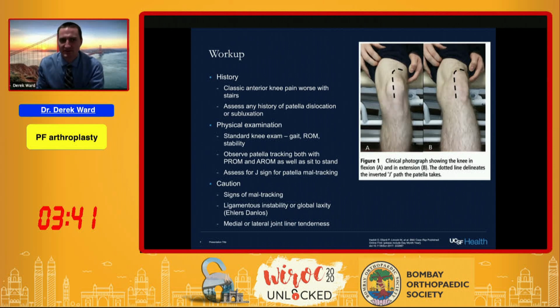So the workup is a classic workup. You're looking for anterior knee pain that's worse with stairs and loading the patellofemoral joint. On physical range of motion, you really want to assess any sort of maltracking, including the J sign. And you really want to be cautious if there's signs of maltracking or global laxity suggesting something like Ehlers-Danlos. You also want to be cautious if there's any sign of tibiofemoral arthritis on the workup.